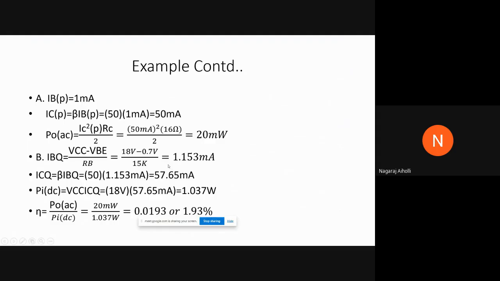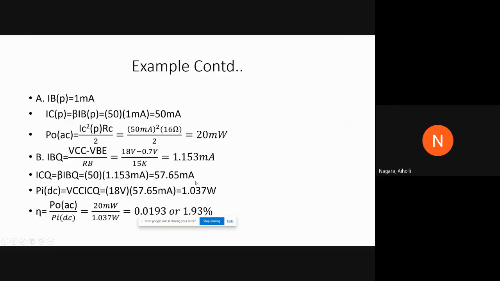Then let us find ICQ using the equation ICQ is equal to beta into IBQ. Beta is given, it is 50. It is multiplied by the IBQ value that we have just now found out. If you multiply 50 into 1.153 milliampere, the answer comes out to 57.65 milliampere. So the value of ICQ is 57.65 milliampere.